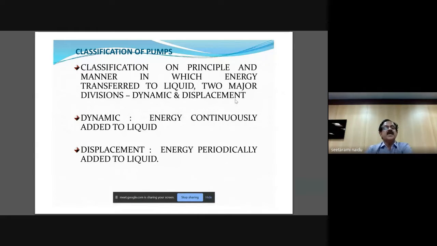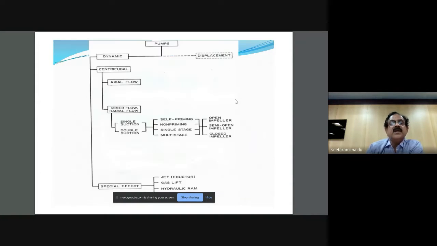Classification of pumps is based on the principle and manner in which energy is transferred to the liquid. There are two major divisions, dynamic and displacement, that you are aware of. In dynamic, energy is continuously added to the liquid; in displacement, energy is periodically added to the liquid. This is the main classification. In dynamic, there are many types. In displacement, we have positive displacement pumps.